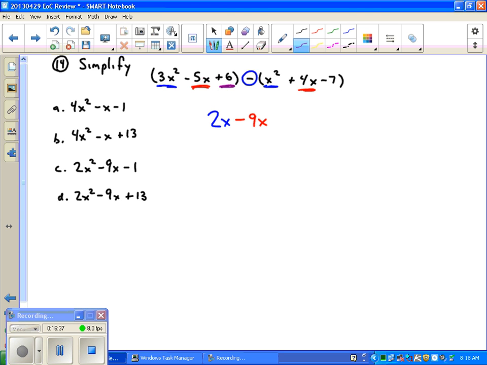And positive 6 minus a negative 7 means plus a positive, so plus 13 is actually it. 2x squared minus 9x plus 13. Not a whole lot of figuring for that one.